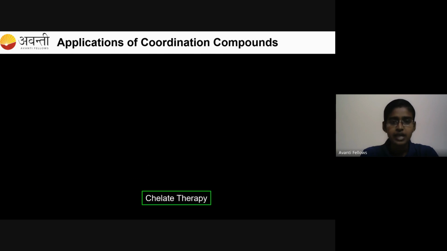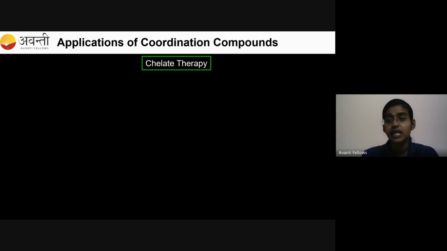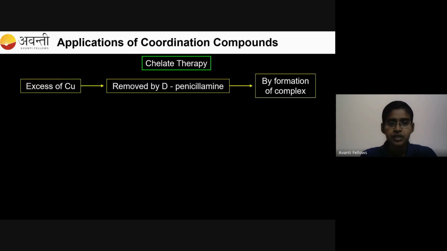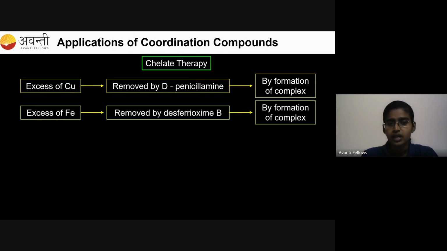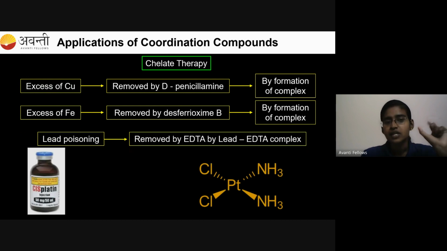And coming to the last application of coordination compounds, they are also used in chelate therapy for cancer treatments. In all the cancer treatments, they use coordination complexes in chelate therapy. The excess of copper is removed by D-penicillamine by formation of a coordination complex. The excess of iron in your body is removed by desferrioxamine B by the formation of the same kind of coordination complex. In case of lead poisoning, it is removed by EDTA by forming the lead EDTA coordination complex.